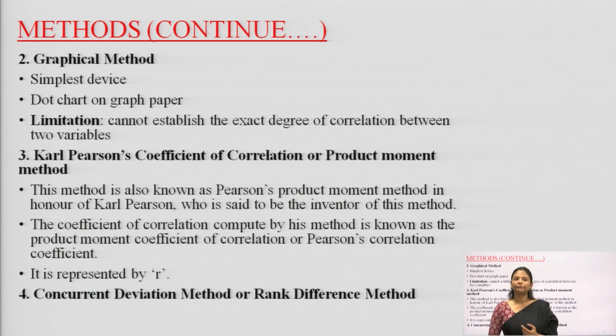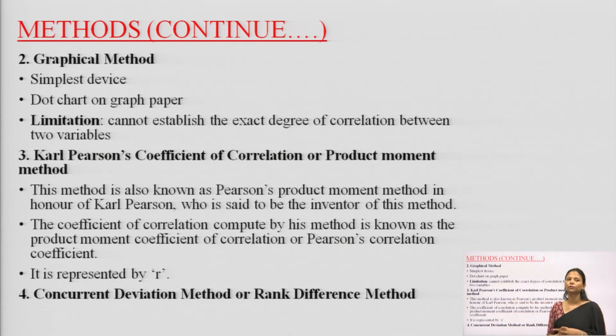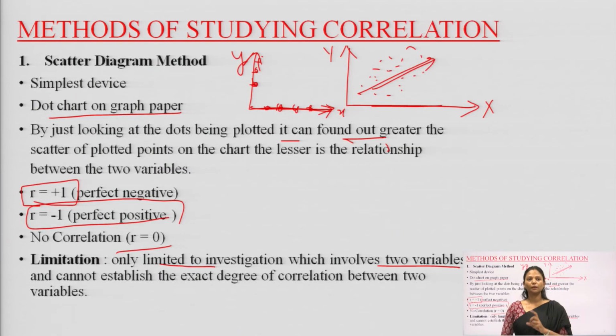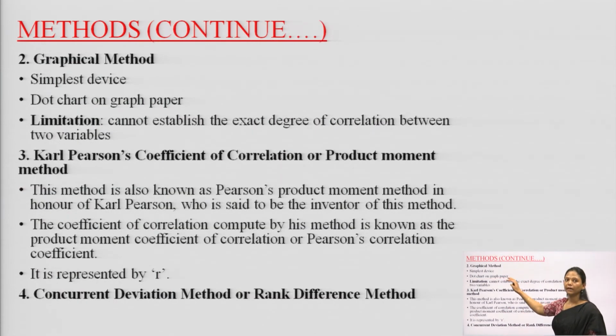The next is the graphical method, which is a very simple device. Again, it has to be done onto graph paper, but this graphical method does not establish the exact degree of correlation between the two variables. Thus, we limit ourselves when we are talking about the scatter diagram and the graphical method, so we move on to more advanced and more technical techniques for finding out the correlation between the two variables.